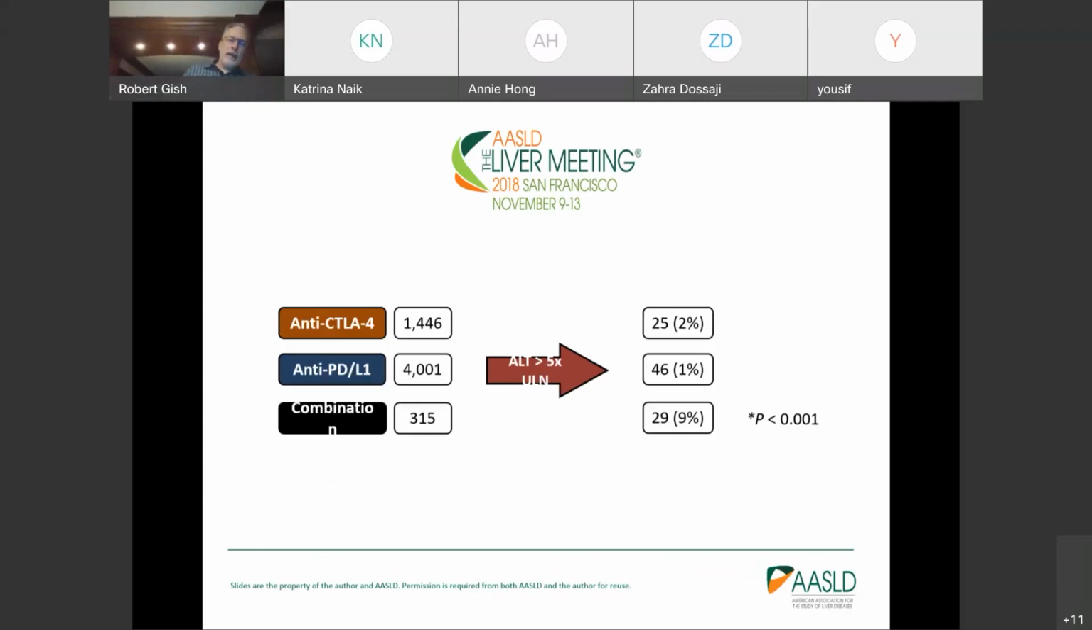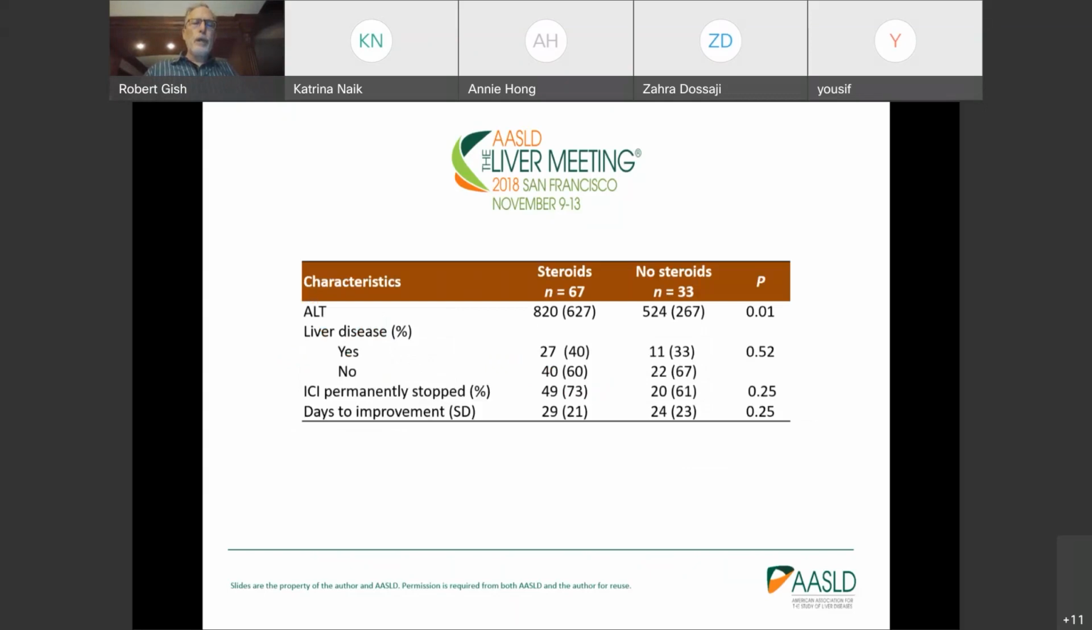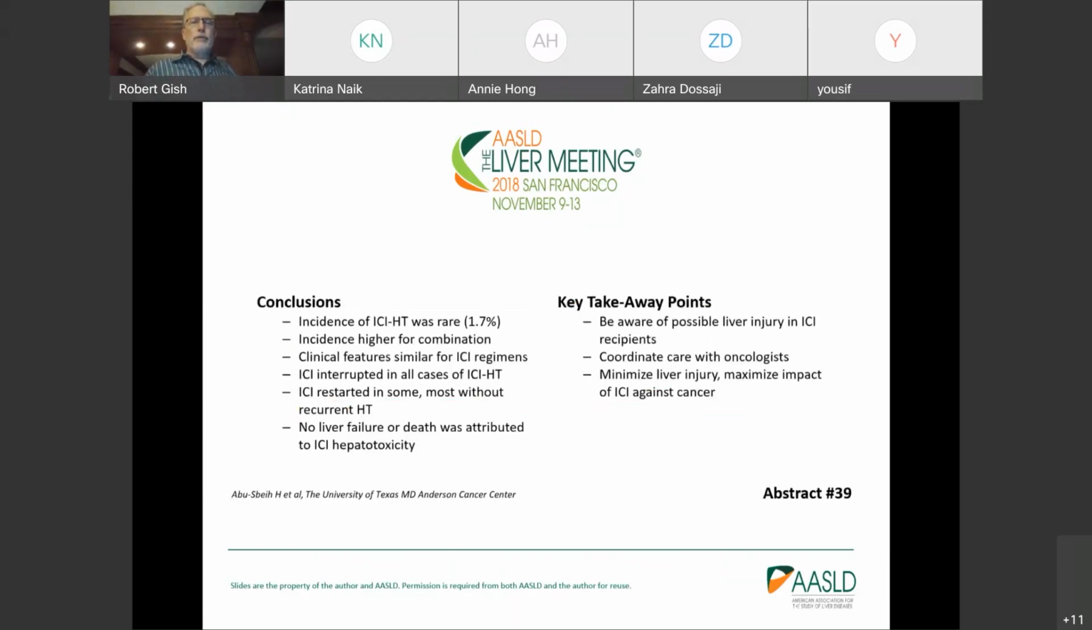CTLA-4 was the bad actor, but the combination of a CTLA-4 with a PD-1 or PD-L1 was the worst actor, and that would get you up in the 9% range. If patients have grade 3 or grade 4 liver enzymes, which is a combination of ALT and bilirubin, those individuals would have their ICI therapy stopped. So it's actually quite a few people who did hit this that got sick enough that you wouldn't be giving them immune checkpoint therapy further.